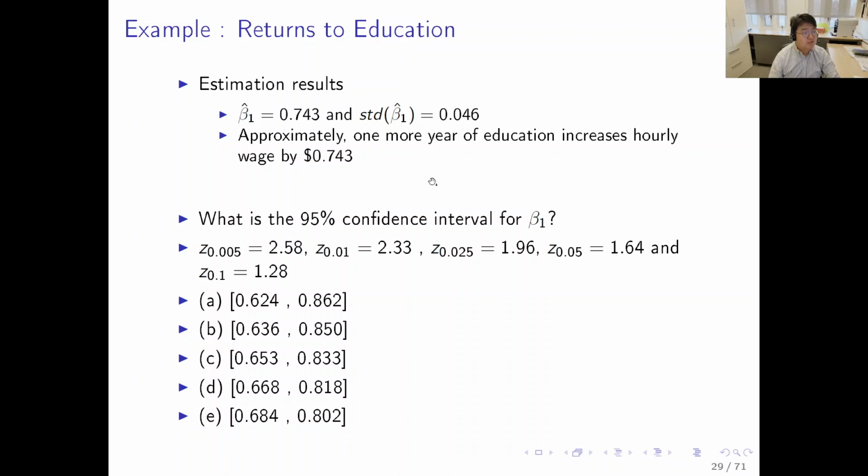Based on these numbers, try to calculate the 95% confidence interval for beta 1. Okay, I will finish this video here. You try this question after this video, and I'll come back and give you the answer to this question.